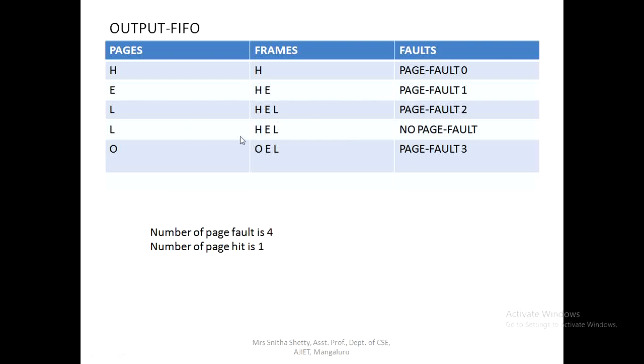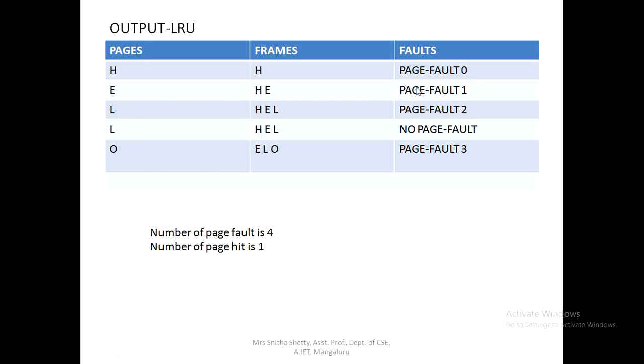From the program I'll be explaining this example hello. HELLO, the length of the string is 5, and the frames is 3. The size is empty, the frame is 3. This example I'll be explaining in the program. So you should get total number of page faults 4, total number of page hits 1. And for the least recently used also the same thing.